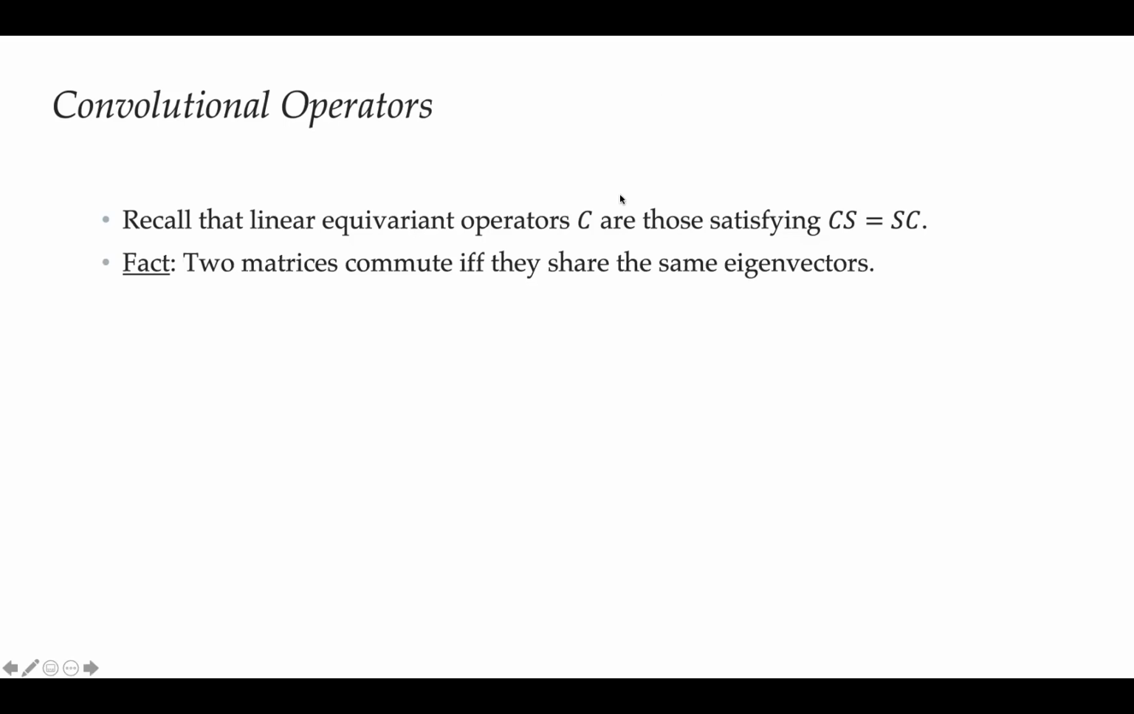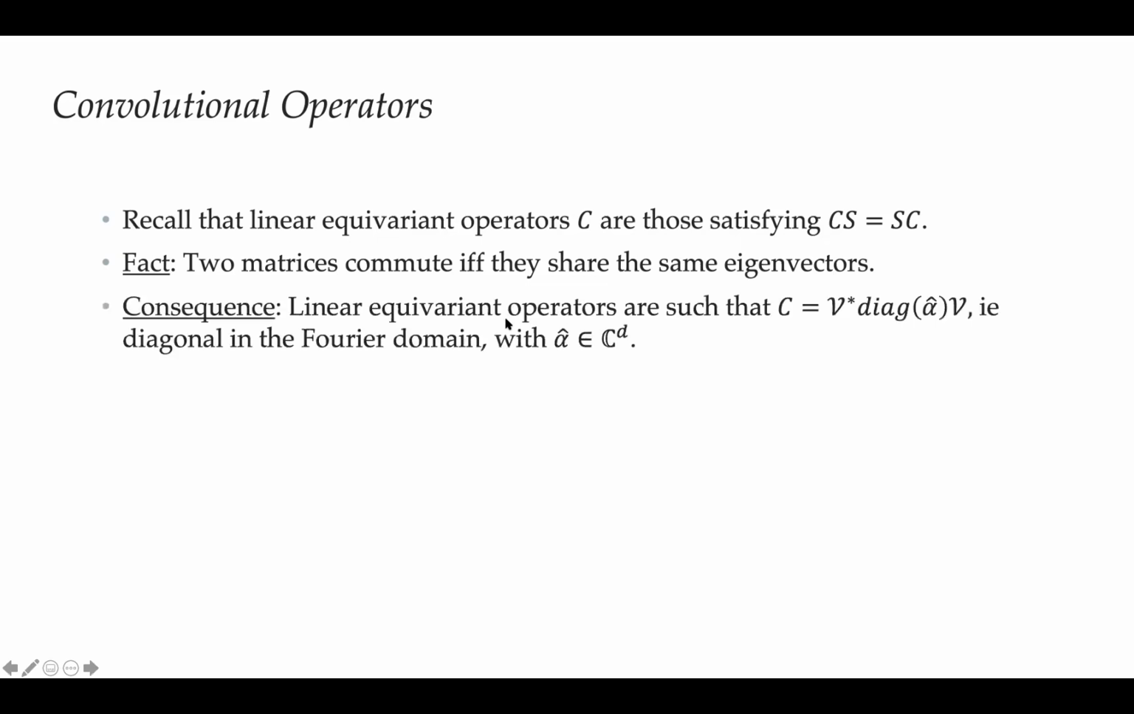Okay. So this is a simple fact, right? Two matrices commute if and only if they share the same eigenstructure. And so what this means for us is that we can understand linear equivariant operators in terms of their Fourier eigenstructure, right? So these are all the matrices that can also be diagonalized in the Fourier domain, because this is the basis that diagonalizes the shift. So these are matrices that can be written as the Fourier transform times a diagonal matrix times the inverse Fourier transform, for a certain vector of coefficients. So what do these matrices look like?